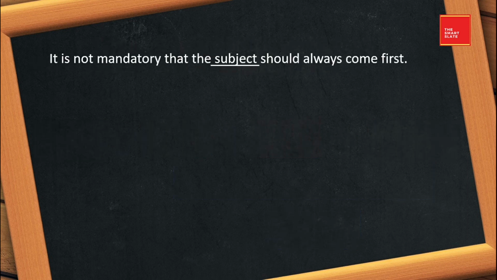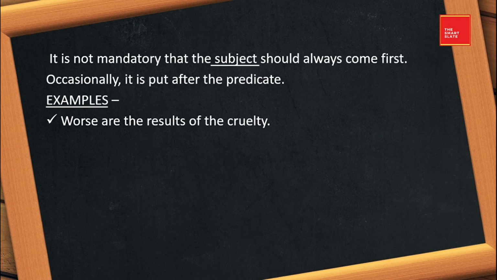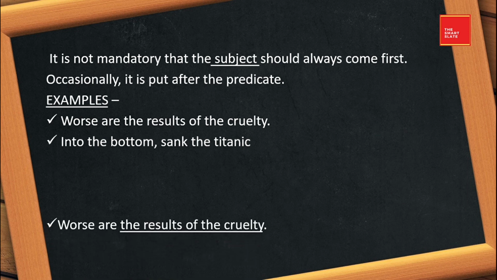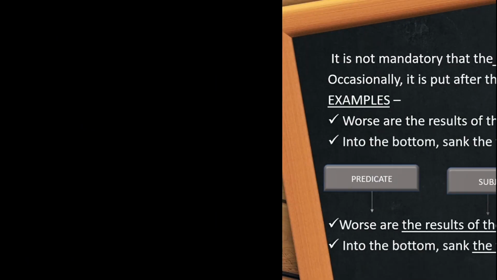It is not mandatory that the subject should always come first. Occasionally it is put after the predicate. Examples: words are the results of the cruelty. Second one is into the bottom sank the Titanic. So we'll see how we can identify the subject here. In the first, the results of the cruelty is the subject. In the second, the Titanic is the subject. So your predicate comes first and the subject comes later. That is, the results of the cruelty and the Titanic.